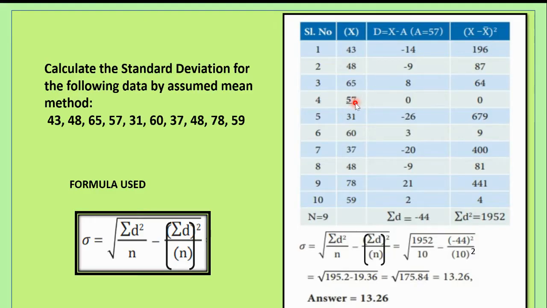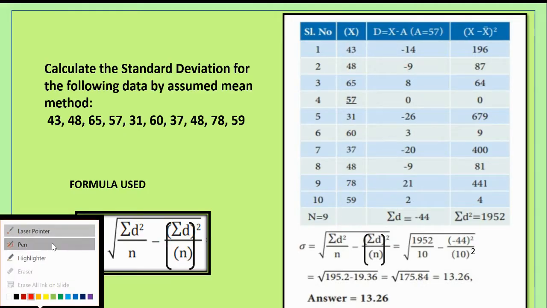With this assumed mean of 57, we have to calculate the deviation, that is the deviation of the value x from the assumed mean. The formula is D is equal to x minus A, where A stands for assumed mean. What is your x? The first value is 43. 43 minus 57 is equal to minus 14.